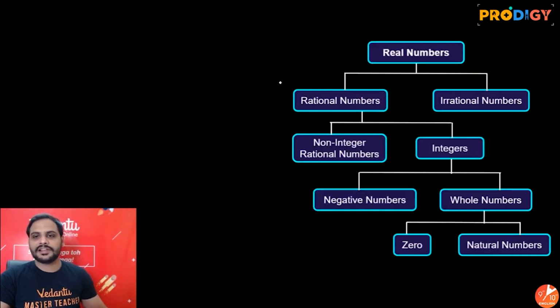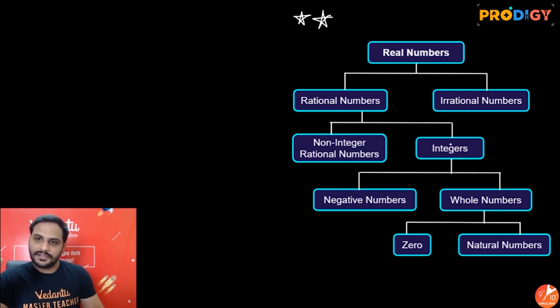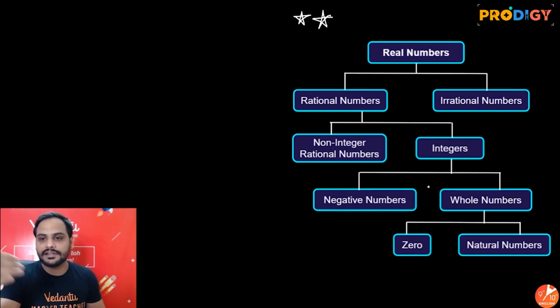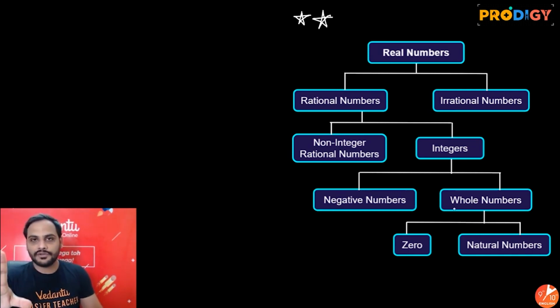Alright guys, as you can see, this is a very interesting chart with which you can understand the system. Real numbers have rational as well as irrational numbers. In rational numbers we have some non-integer rational numbers and others are integers. Integers also are a part of rational numbers only, right? Now in integers also, there are negative integers and there are whole numbers, because 0 is also there.